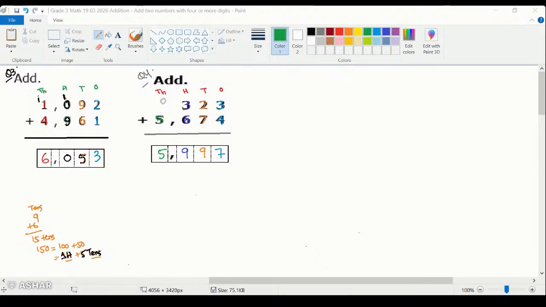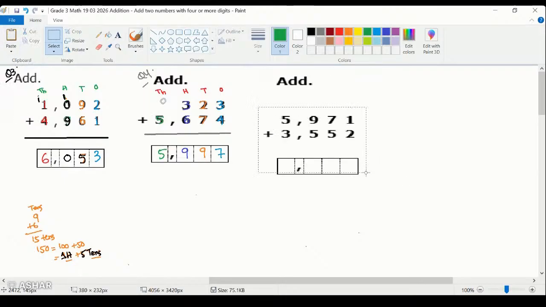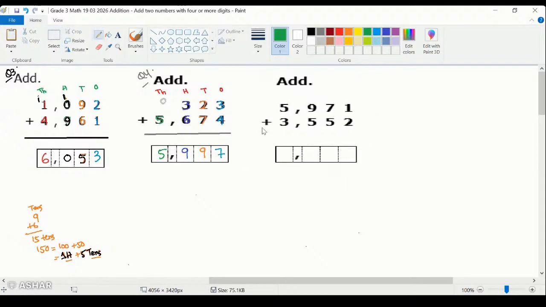For the next question, question number 5, they're asking us to add these numbers together. Okay, let's write question number 5. So the numbers that we have are the ones, tens, hundreds, and thousands.